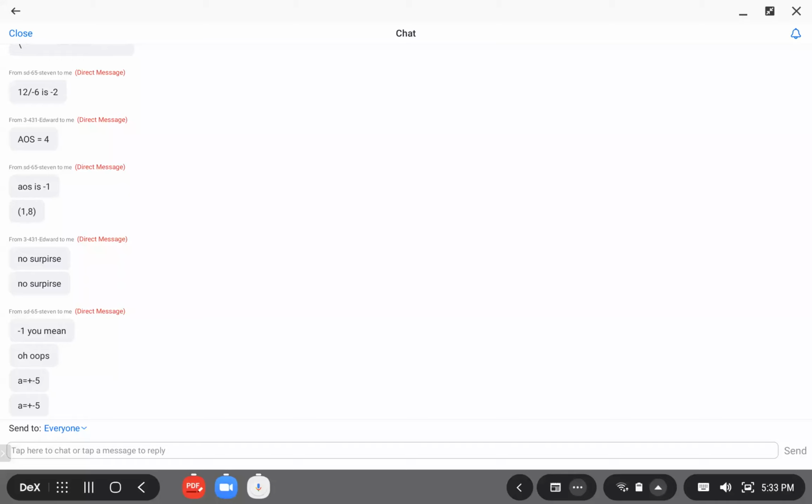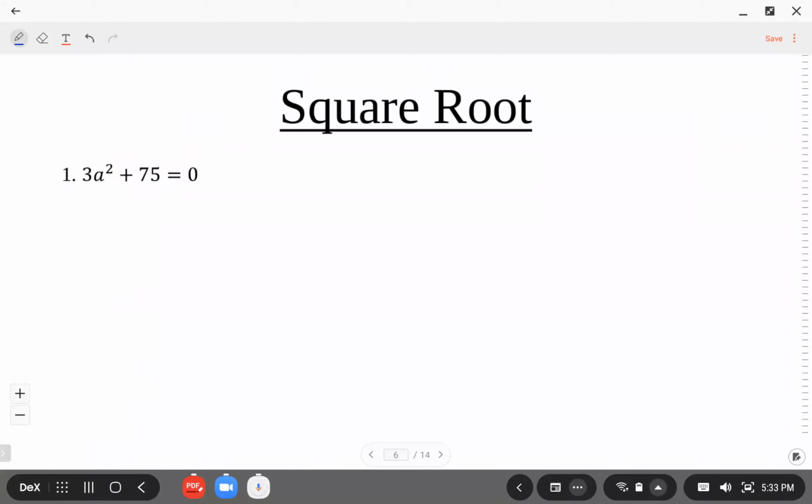Yep, a equals plus minus 5. Very fast indeed. Good job.